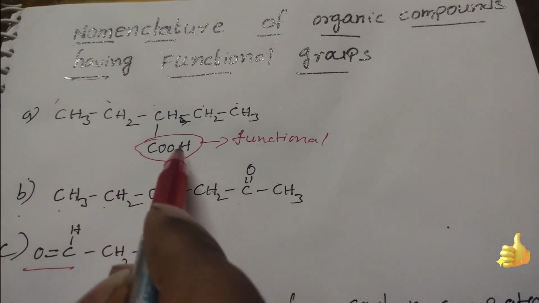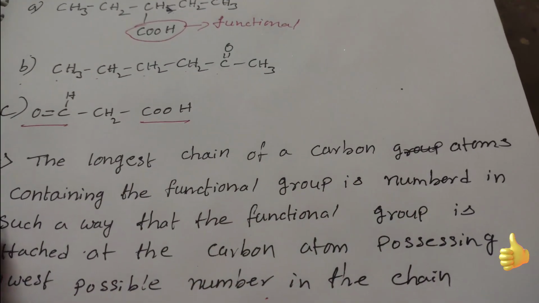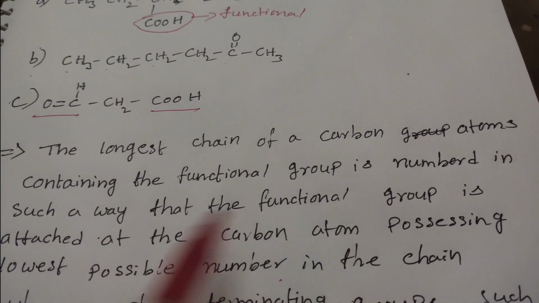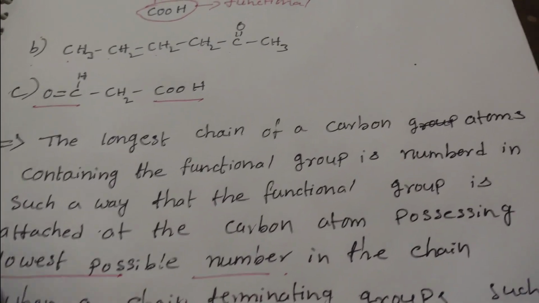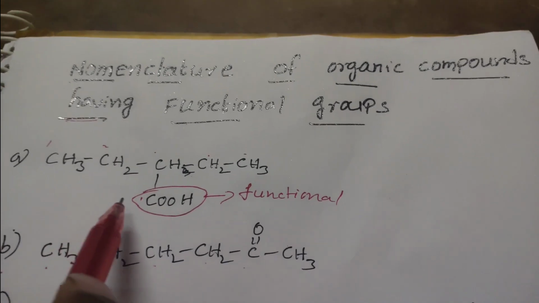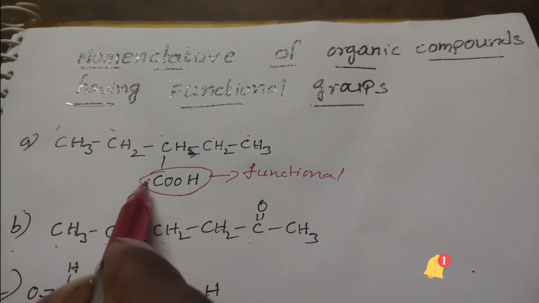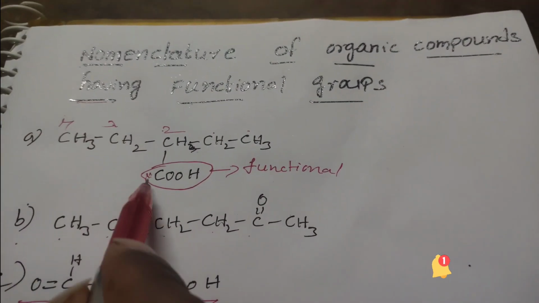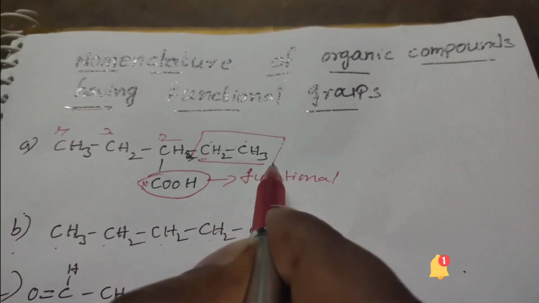Then how do we give the numbering? Once you see here, the longest continuous chain containing the functional group is numbered in such a way that the functional group is attached to the carbon atom possessing the lowest possible number. Here we give numbering from the functional group onwards, 1, 2, 3, 4. And in that case it may act as a substituent.